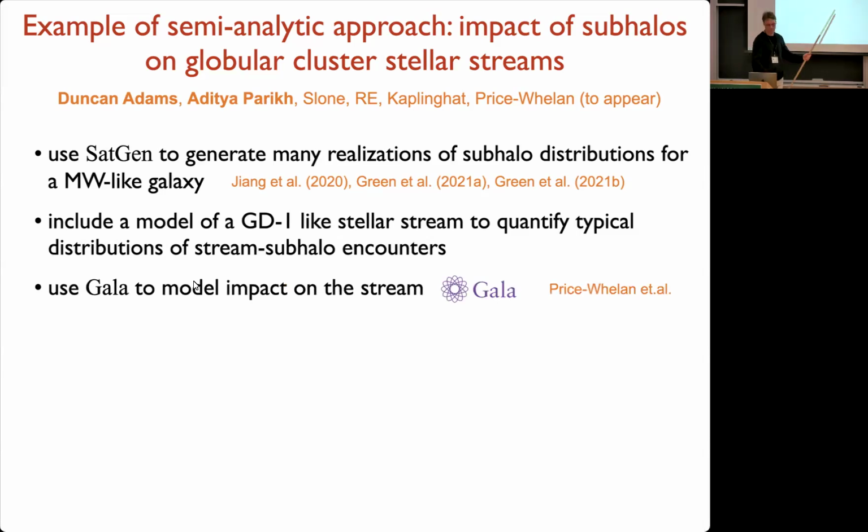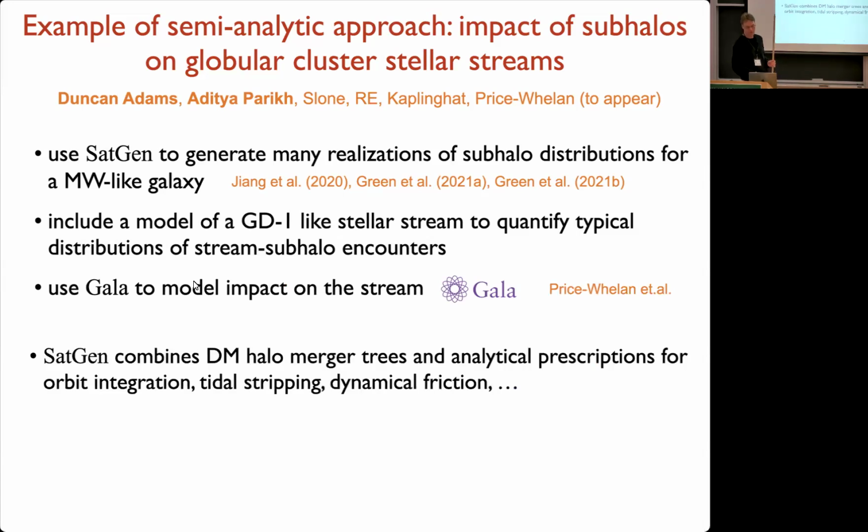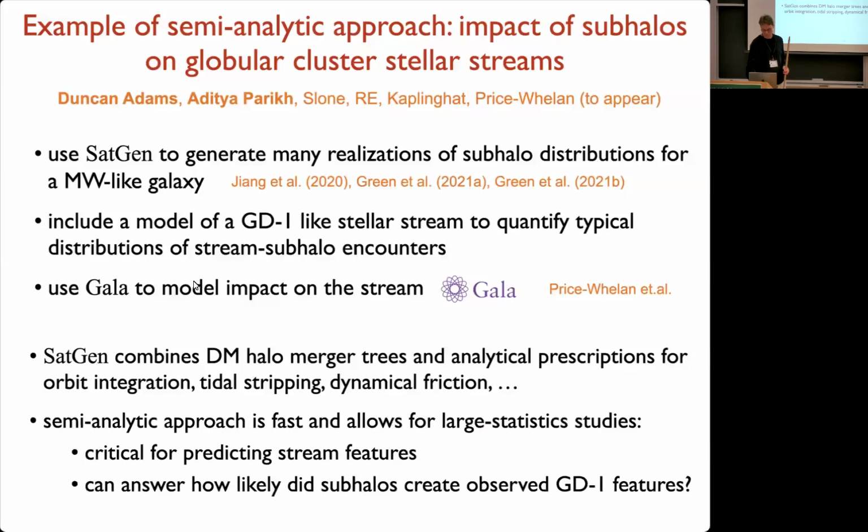our co-authors as well. Now, the nice thing about SatGen is that it combines dark matter halo merger trees, analytic prescriptions for various things, like it does orbit integration, tidal stripping, dynamical friction. So it's a very good emulator of, presumably, the real thing, and it's very fast to do compared to full simulation. So it's fast and allows for large statistics studies. And I think this is important for predicting stream features in this case, and can answer, for example, how likely is it that subhalos create the observed GD1 features.